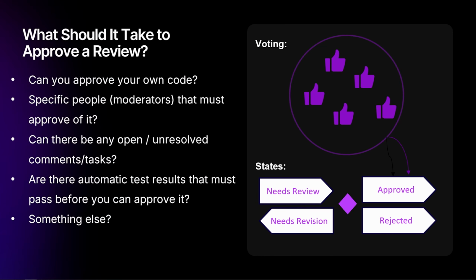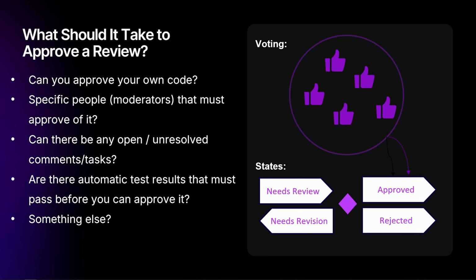Automatic test results that need to pass first is also a good thing to have if you can do that. And there are other things you can do. So there's a lot of possibilities here to make sure that you can vote up, because that's one thing you can do. You can cast a vote on a review. But what does it take to actually approve something?